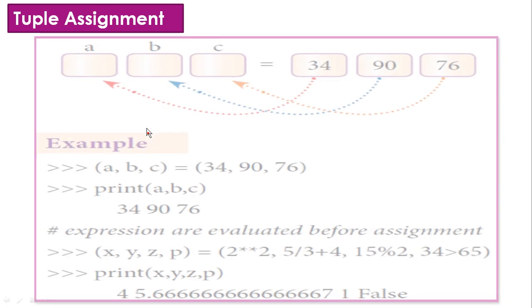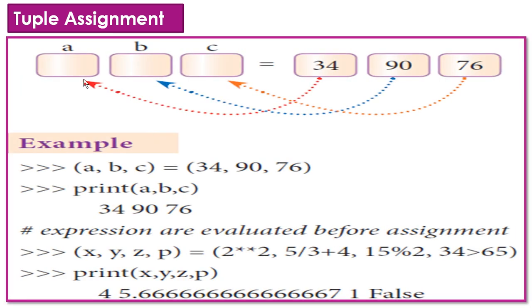Next title, tuple assignment. In this assignment, A, B, C is a tuple of elements. This is assigned with 34, 90, 76, which is another tuple. So A is assigned 34, B is assigned 90, and C is assigned 76.